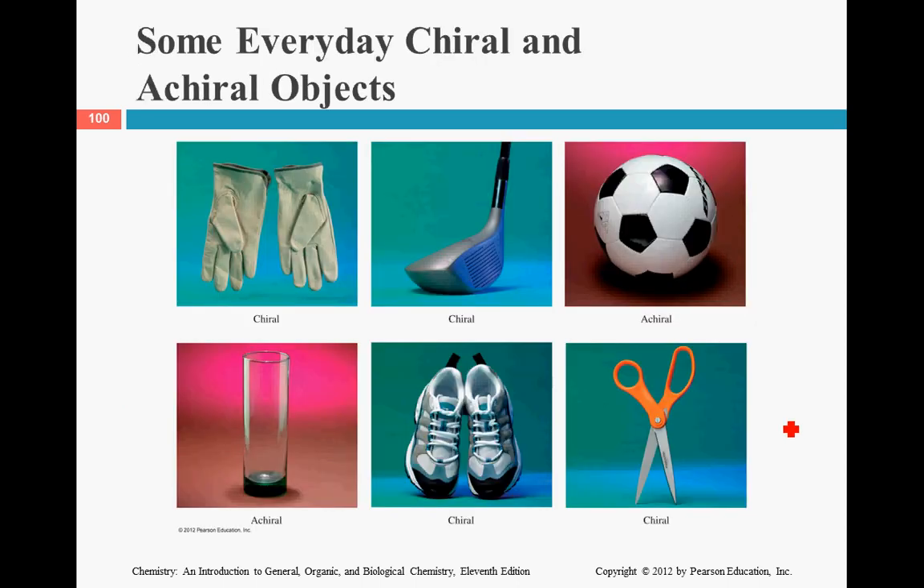So if we're looking at some other common examples, we can't overlap gloves. You'll notice when your right glove is on your left hand, that won't work. That's chiral. A golf club. There's a reason why we have left-handed golf clubs and right-handed golf clubs because they're not the same. You can't just flip it around. However, with the ball, notice that one side is the same as the other. You can actually superimpose those two. Same with the glass. That's why these are achiral. Once again, you can't put your left shoe on your right foot. And we also have left-handed and right-handed scissors because you can't reverse them.